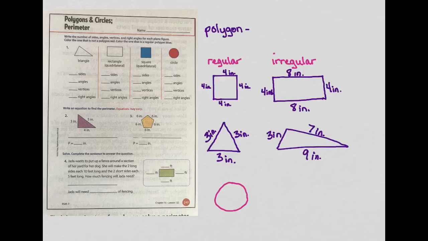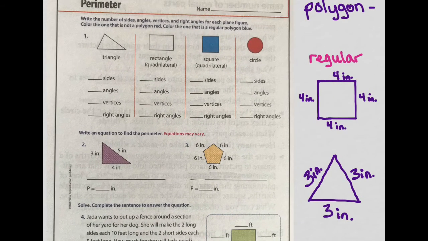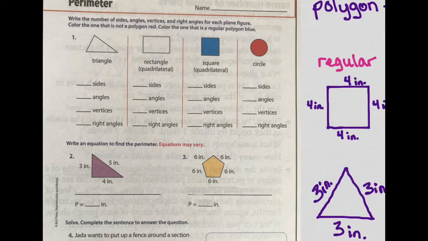Okay, so now that we talked about those things, we can start our workbook page. We'll talk about perimeter when we get down to that part. Okay, so the directions tell us at the top of the page, it says write the number of sides, angles, vertices, and right angles for each plane figure. That's one part of the directions. Then we need to color the one that is not a polygon red and color the other one that is a regular polygon blue. Okay, well, you can see on my page, mine's already colored.